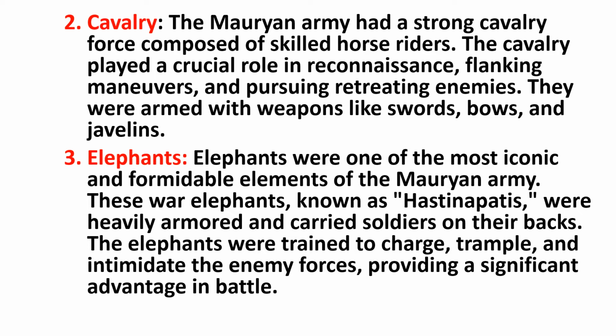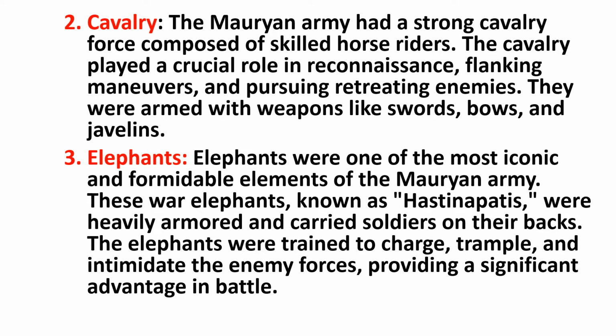Second one, cavalry. The Mauryan army had a strong cavalry force composed of skilled horse riders. The cavalry played a crucial role in reconnaissance, flanking maneuvers, and pursuing retreating enemies. They were armed with weapons like swords, bows, and javelins.